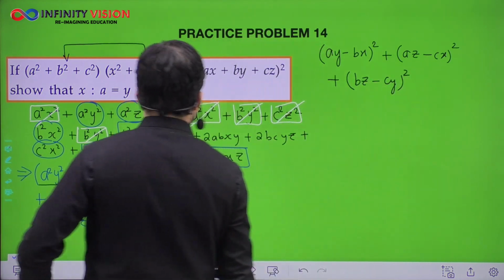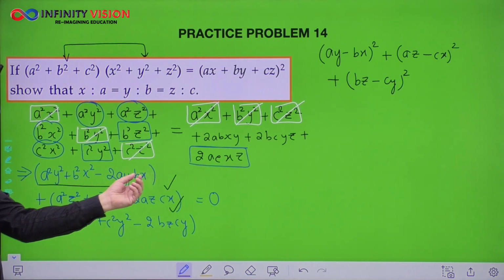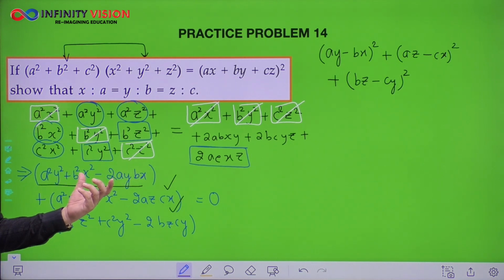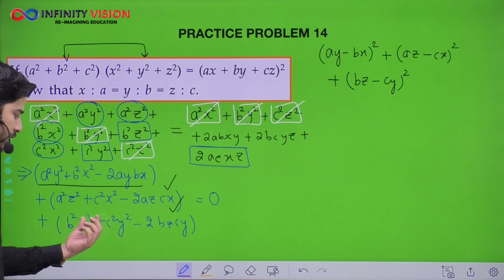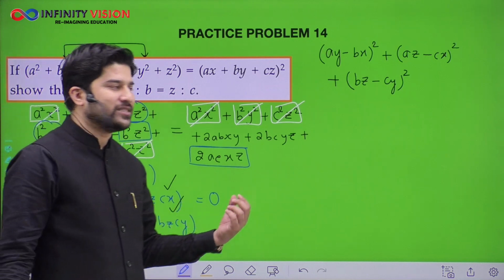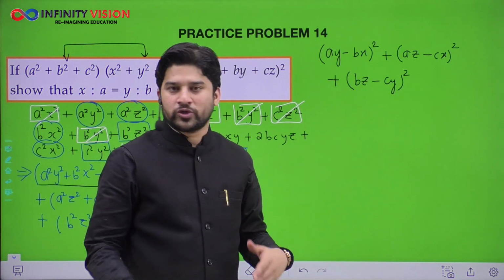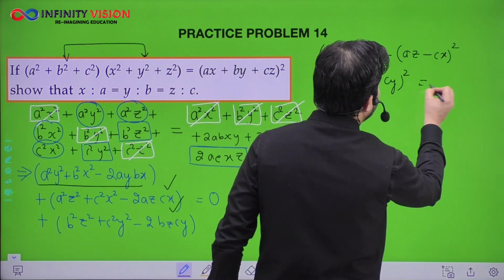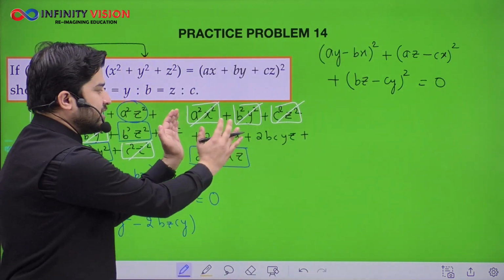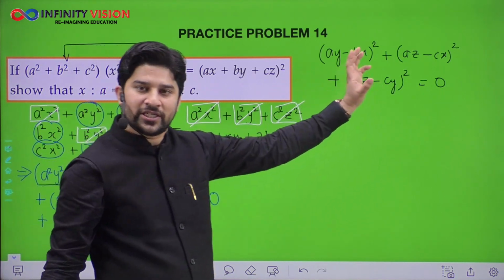I'm sure you are able to connect because a square y square plus b square x square minus 2aybx simply fits in the x minus y whole square identity. Same way, az whole square plus cx whole square minus 2azcx, and then bz whole square plus cy whole square minus twice of bzcy. That simply fits in the identity a minus b whole square or x minus y whole square. Now this whole thing would be equivalent to 0. Why? Because everything we see in the right hand side has been transported to the left. So what you got in the right is just 0.